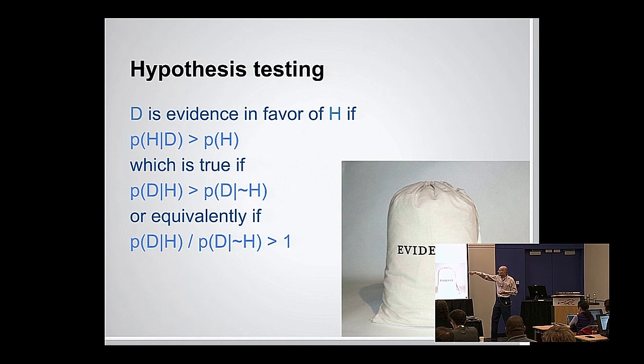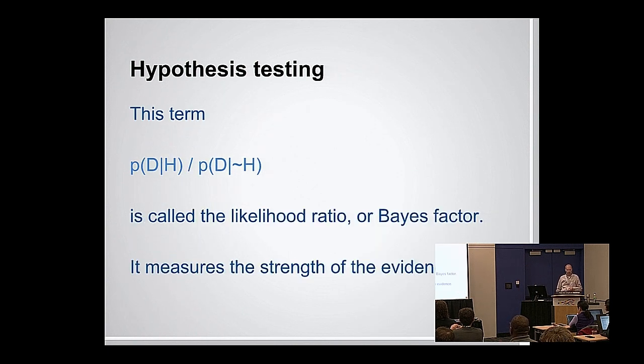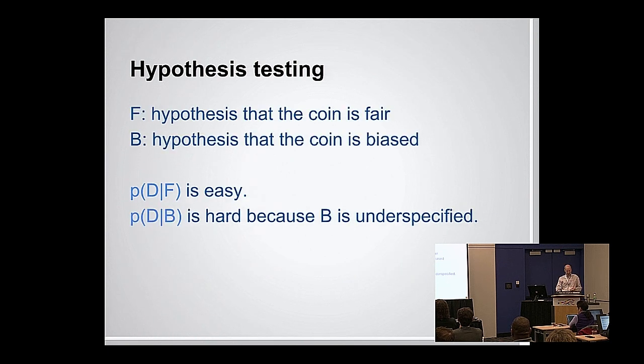Okay? And then just taking this one and rearranging a little bit, we can write this ratio, which is called a likelihood ratio. It's also called a Bayes factor. And it is the likelihood of the data under your hypothesis compared to the likelihood of the data under the alternate hypothesis, not H. Bayes factor, it's a measure of the strength of the evidence. If that number is greater than 1, then the data are in your favor. If it's less than 1, they are against you. And the magnitude is how strong that evidence is. We'll see an example in a minute.